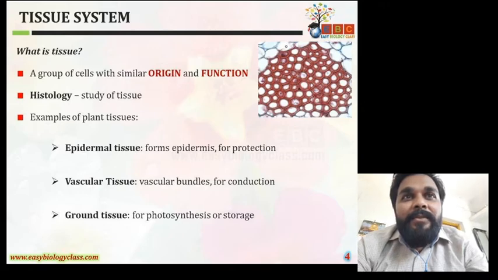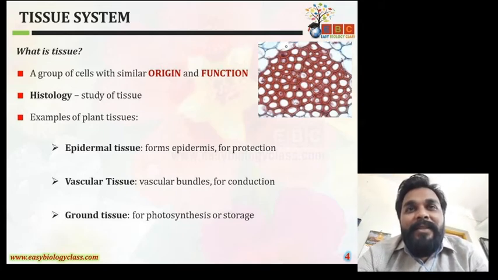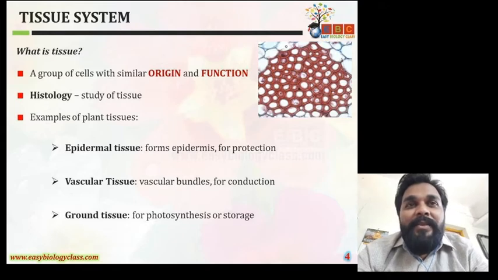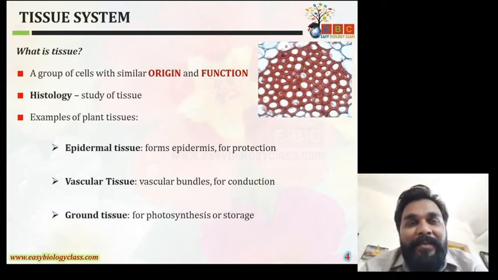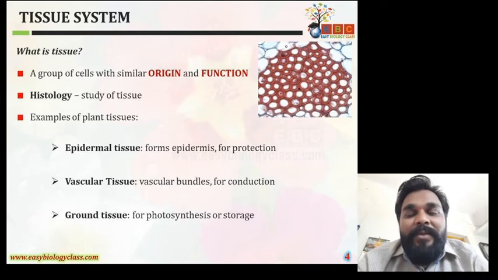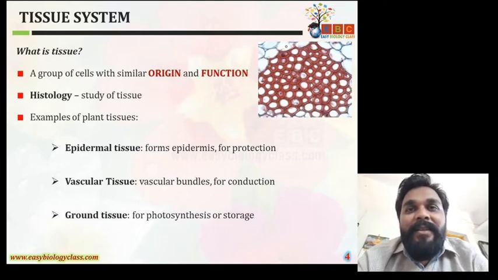Tissue system: generally, tissues are the simple structural and functional units of the living cell. Some examples of tissue are the epidermal tissue, which is present on the outer side of the cell; vascular tissue, which is in the central part, that is xylem and phloem; and ground tissue, which is generally used for photosynthesis.